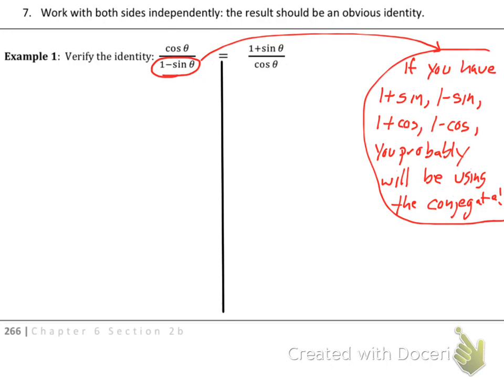And in fact, we can work on either side, but I'm going to choose this one. I'm going to multiply this one by the conjugate. And the conjugate of 1 minus sine theta is 1 plus sine theta. So I'm going to use 1 plus sine theta over 1 plus sine theta, and multiply that by the original fraction, cosine theta over 1 minus sine theta.